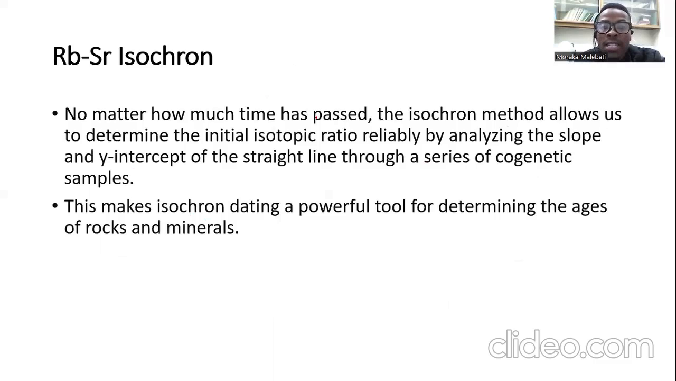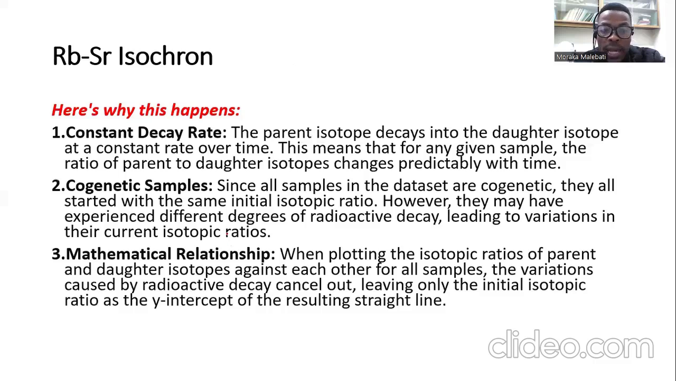So it means no matter how much time has passed, the isochron method allows us to determine the initial isotopic ratio reliably by analyzing the slope and the y-intercept of the straight line through a series of cogenetic rocks. This makes isochron dating a powerful tool for determining the ages of rocks and minerals. Here's why this happens, that is to say, why the line slope corresponds to the age of the samples and the y-intercept represents the initial isotopic ratio. Now, the constant decay rate.